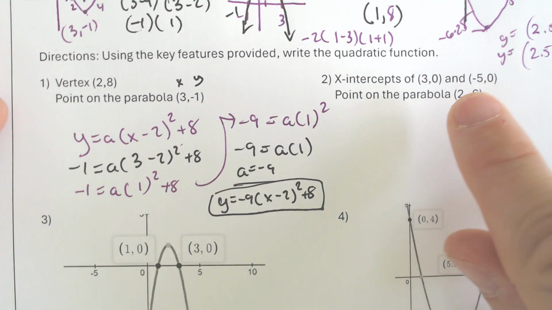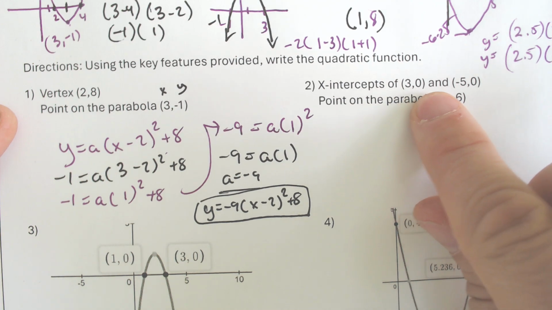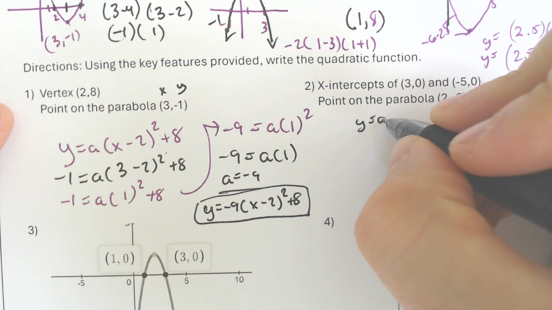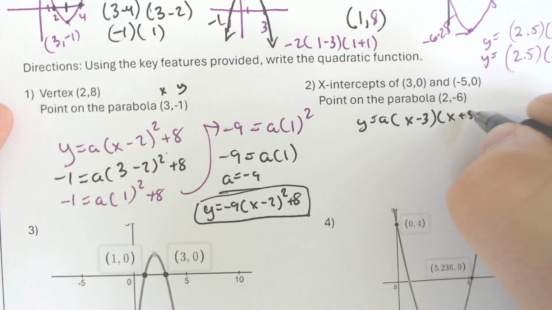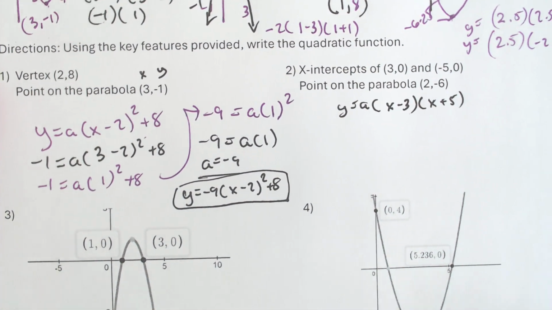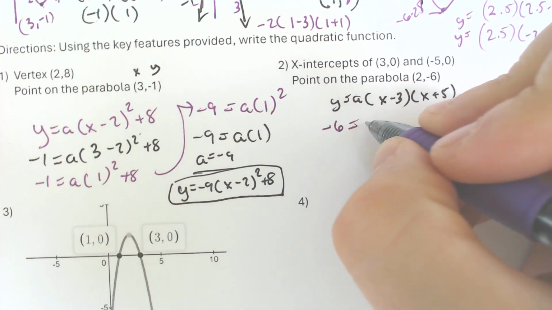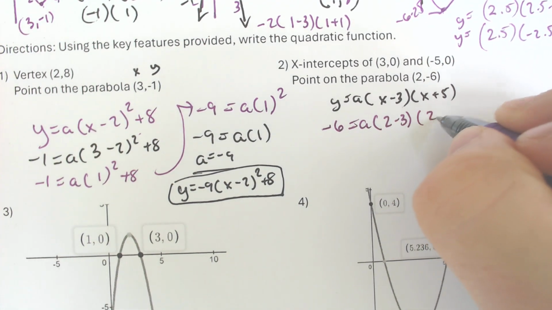Number 2 is going to be in factored form, we have the x-intercepts are 3, 0, and then negative 5, 0. So that is going to be y equals a, change the sign, and then change the sign. Pretty much anything in factored form, you got to change the sign. Plug in the point on the parabola for x and y, so negative 6 equals a. This is going to be 2 minus 3, and this is going to be 2 plus 5.